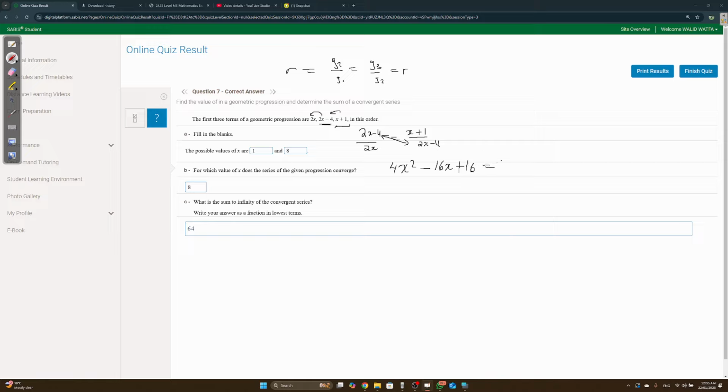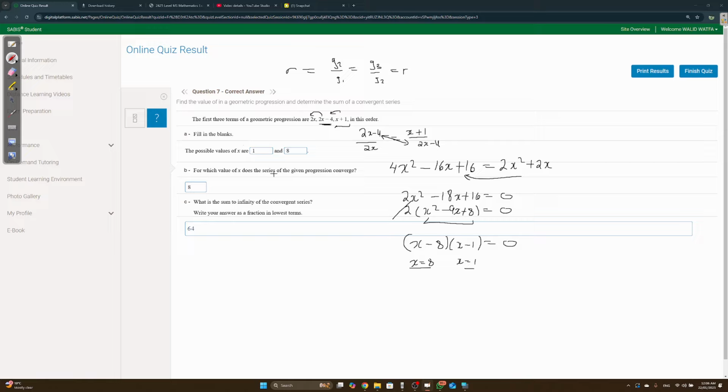2x times x plus 1 is 2x squared plus 2x. Take everything to one side: 2x squared minus 18x plus 16 equals 0. 2 outside: x squared minus 9x plus 8 equals 0. Factor, you can cancel the 2. You're going to get x minus 8, x minus 1 equals 0. You know how to factor. So you're going to get two solutions, this and this.